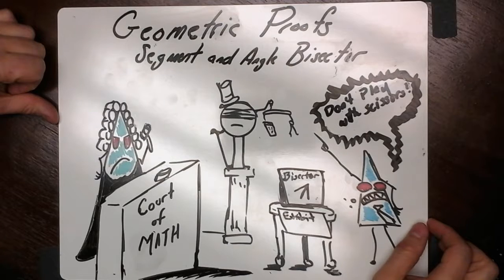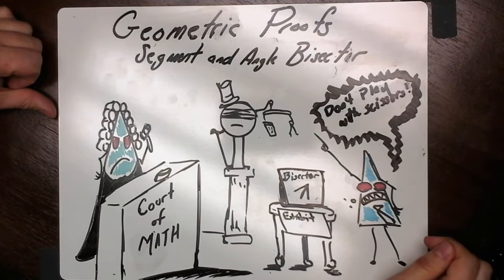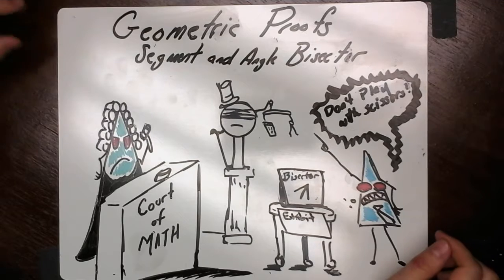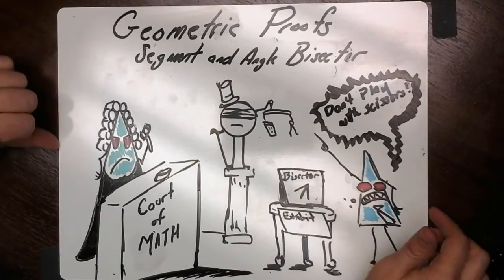Okay, so here's the agenda for this video. First, we're going to talk about what congruency is. Then we're going to go through the 5 congruency postulates. Then I'm going to define bisector for you. Then we'll do a proof that involves both segment and angle bisectors. Okay, let's take a look.